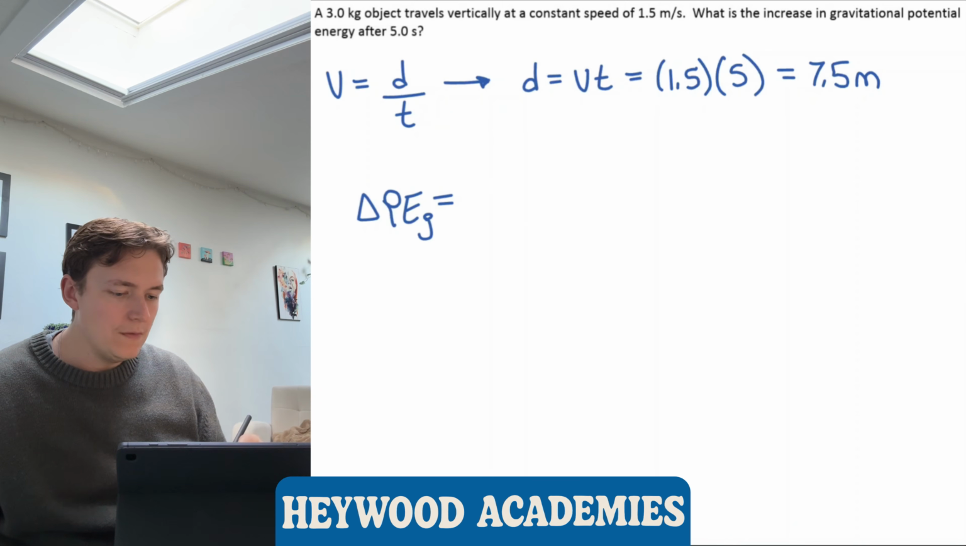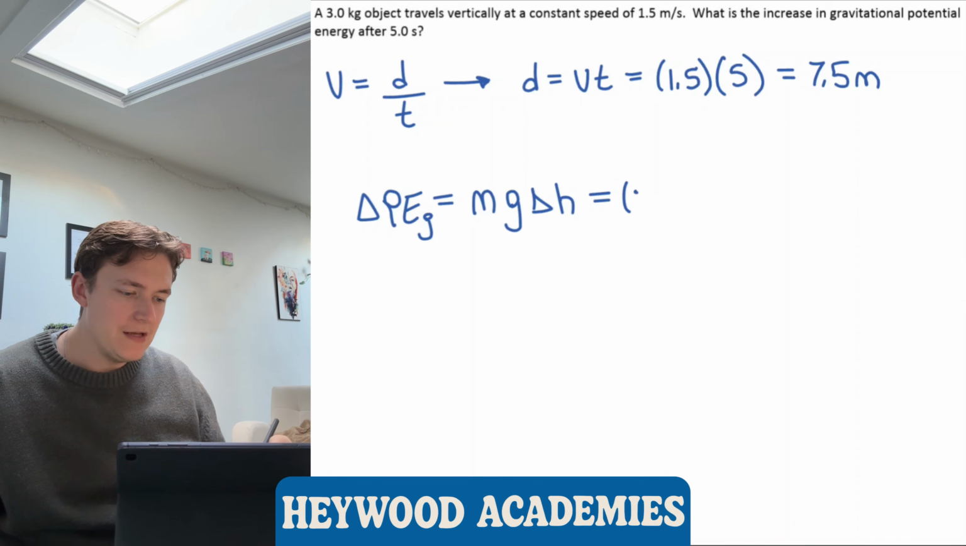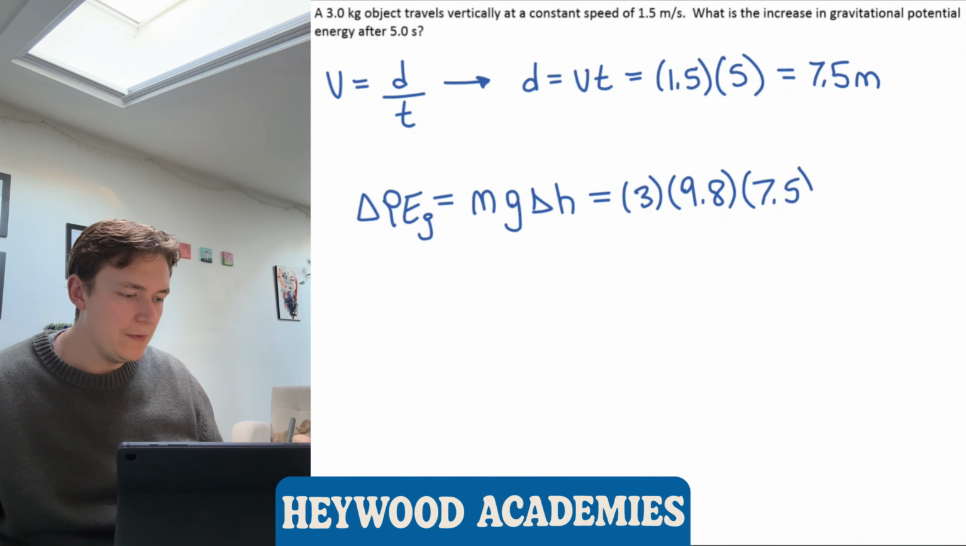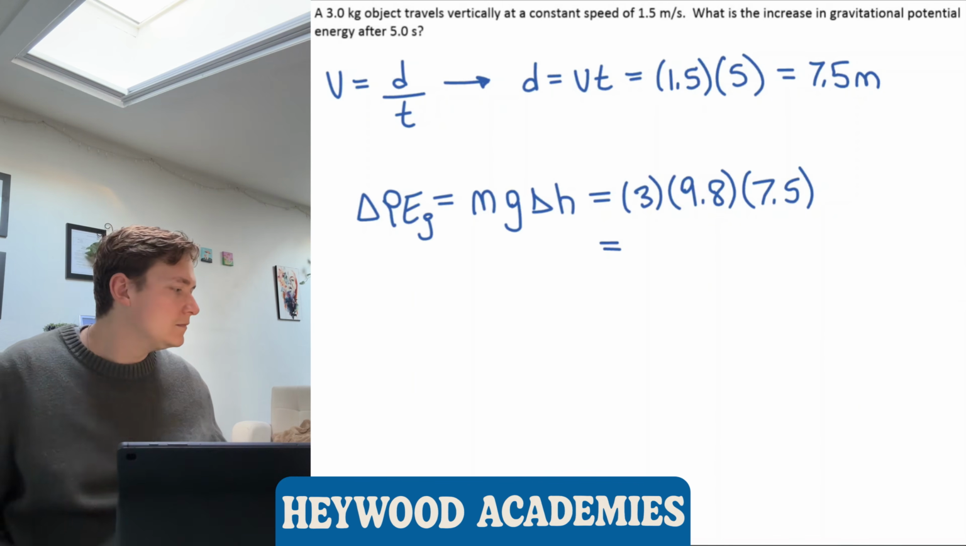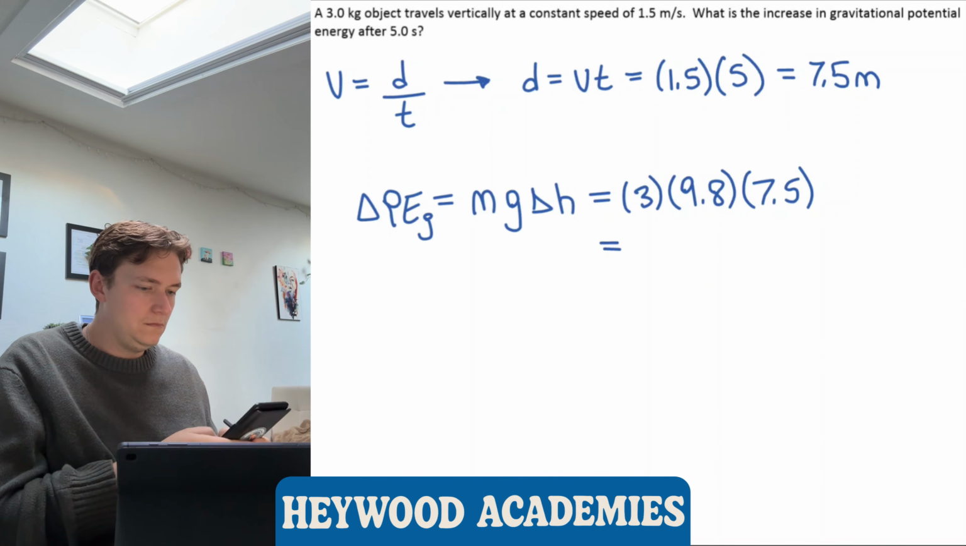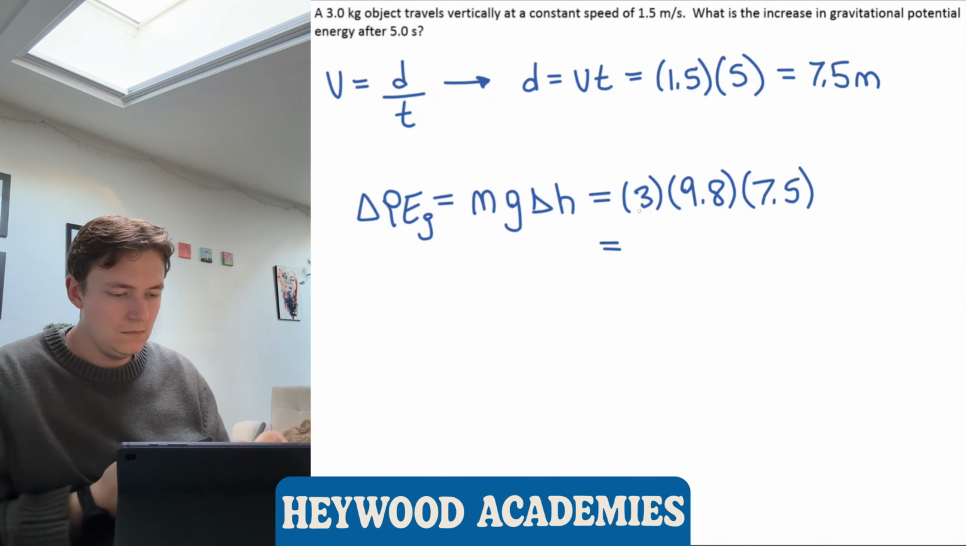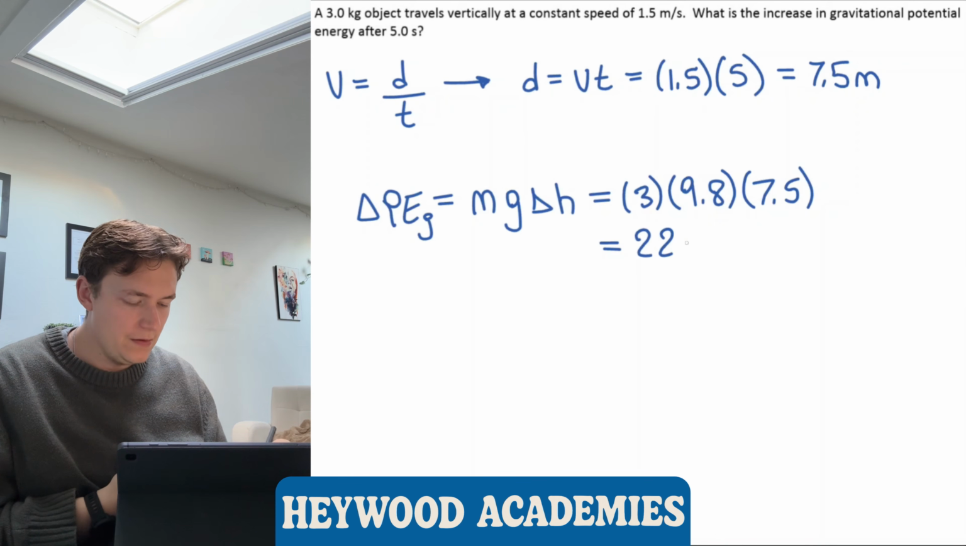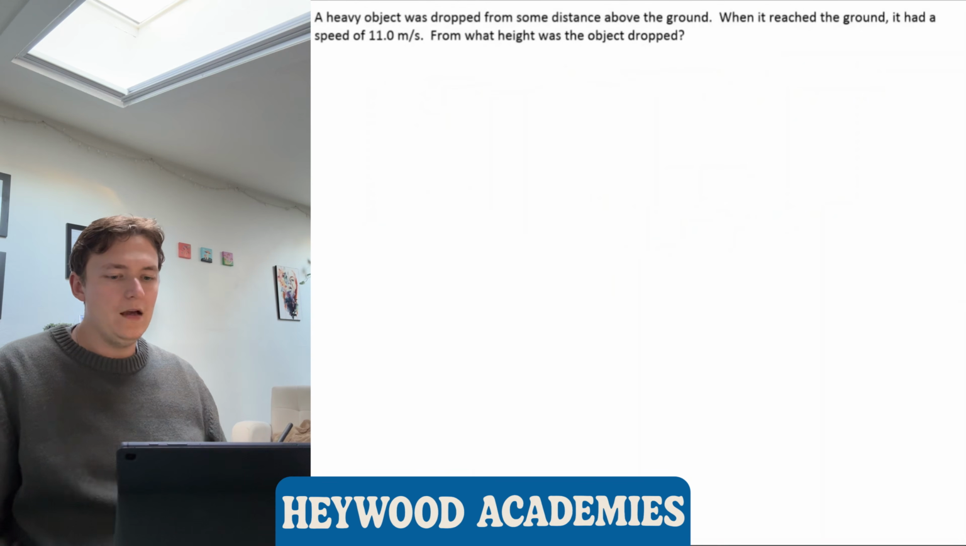is going to equal mass times g times our change in height. So we got the mass this time was given as 3, g is 9.8, and our change in height was 7.5 that we got from the first part. So that gives us 220.5 joules.